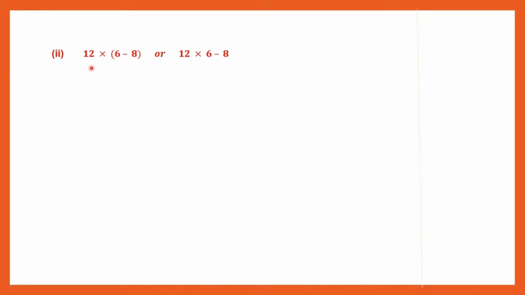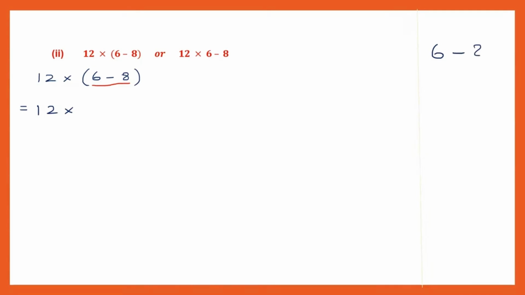Question 2. Which is greater? 12 into (6 minus 8) or 12 into 6 minus 8? So on the left hand side we have brackets, on the right we don't have. So let's work out the left hand side first. So that is 12 into, in brackets, 6 minus 8. So according to BODMAS, brackets has to be worked out first. So we're going to simplify what is inside the brackets there. So 12 will remain the same into, now 6 minus 8, let's work it out.